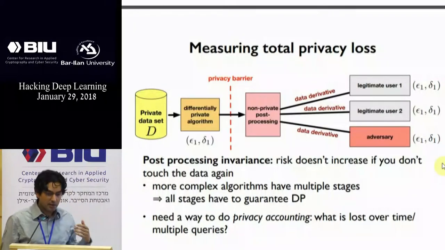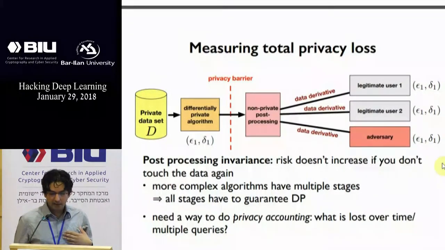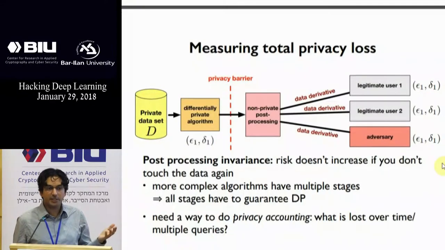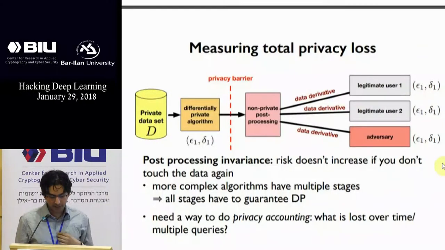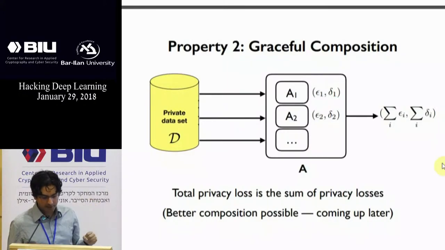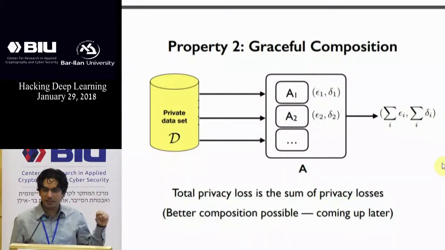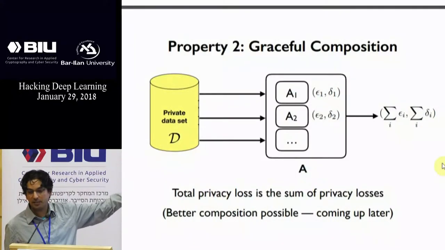The other thing we need to care about is, if I do multiple computations on the data, how much privacy am I losing? How much risk am I taking on? There's no free lunch here. The more I publish about a data set, the more risk I'm incurring in terms of privacy violations. Certainly, I can't be decreasing my risk. So we need a way to do privacy accounting: if I do multiple rounds of computation on the data and publish multiple things about it, we have to figure out what's been lost over time. That's the second nice property. Here I'm stating the weakest form of this property, which is what we can call graceful composition. If I do multiple releases with different values of epsilon and delta, then at worst, I'm going to suffer the sum of the epsilons and the sum of the deltas.